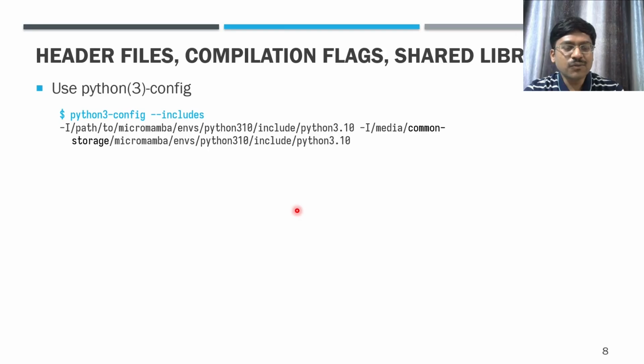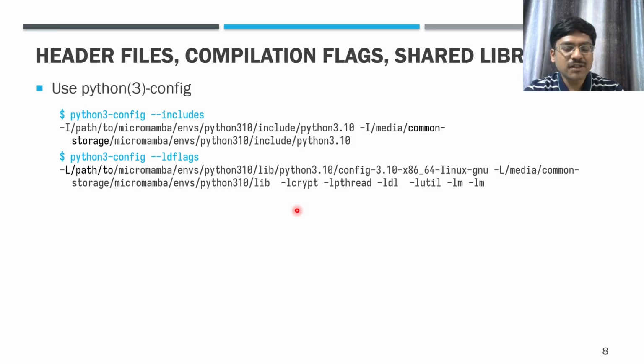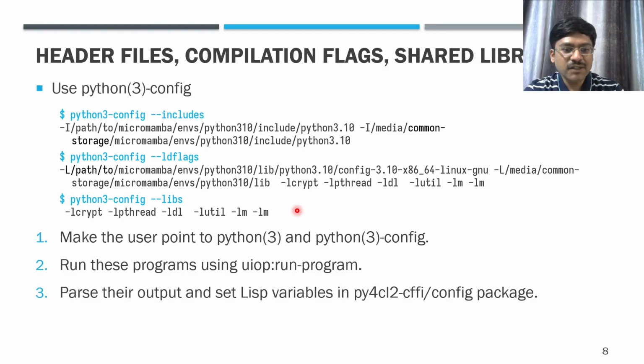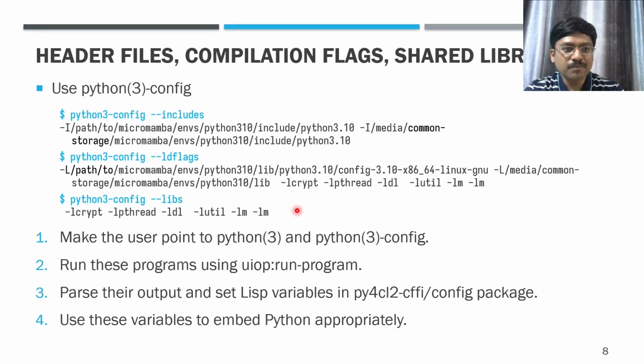So we can find out which directory contains the header files, which LD flags to supply, or which libraries to load using Python config. So the end user only needs to ensure that the environment points to the correct Python or Python config programs. And py4cl2-cffi will call these programs using the UIOP run program and pass their output and set Lisp variables in the config package. It will then use these variables to embed Python appropriately.